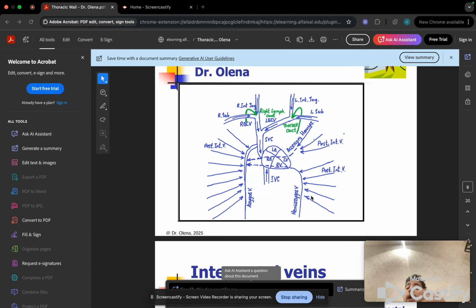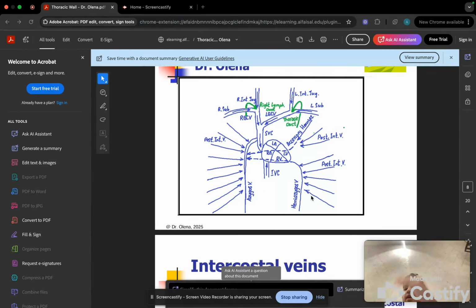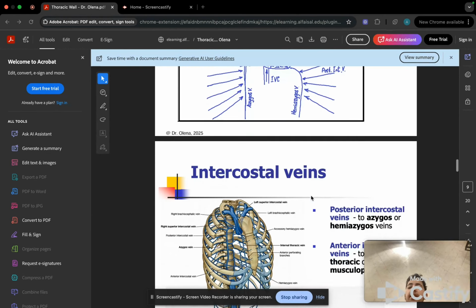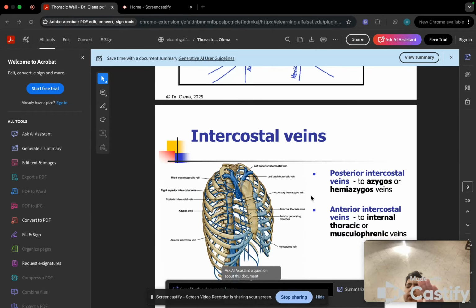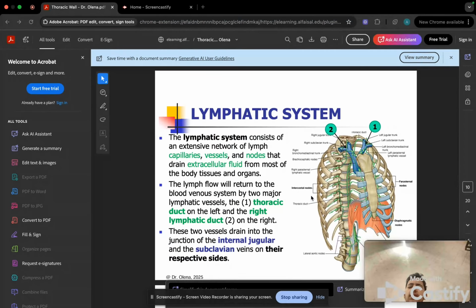Now, what about the anterior? Well, the anterior is the same as the arteries. So we said that the arteries in the anterior are supplied by the internal thoracic and the musculophrenic. Same thing here: internal thoracic and musculophrenic veins. Very easy. Lymphatic system, you all know the thoracic duct, the lymphatic duct.